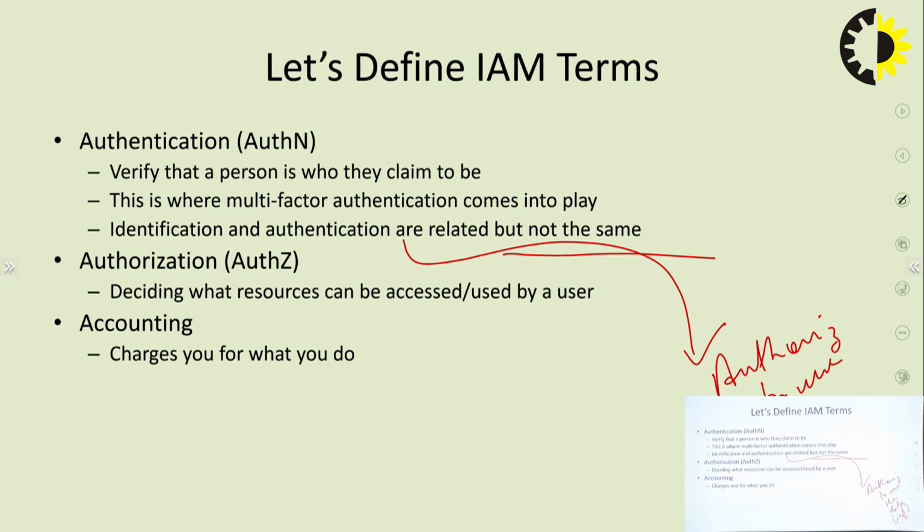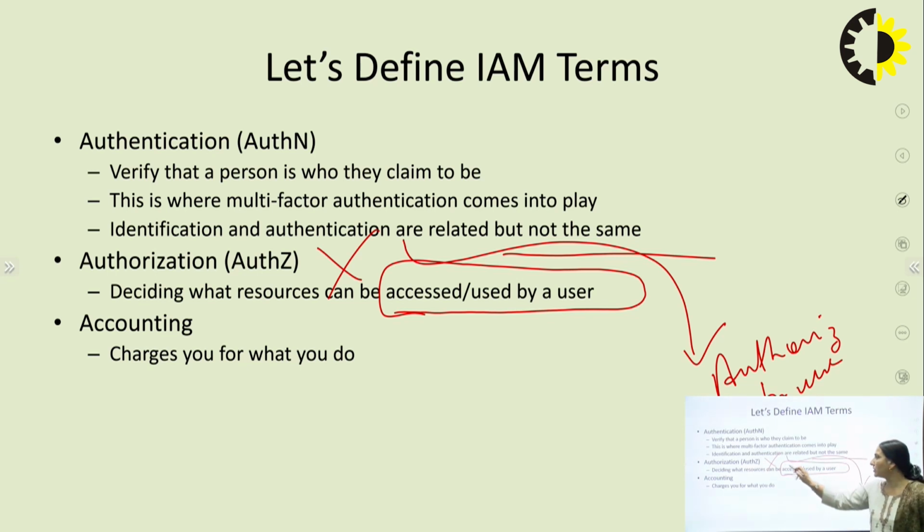So next comes the authorization, deciding what resource can be accessed by the user. This is again important. If you are authorized, that means based on what type of resources need to be accessed, what type of resources need to be used by an individual user. If one is not authorized, then one is not eligible to use that particular type of resource. If one is authorized, then the user should be able to use that particular type of resource. Right? So it's important.